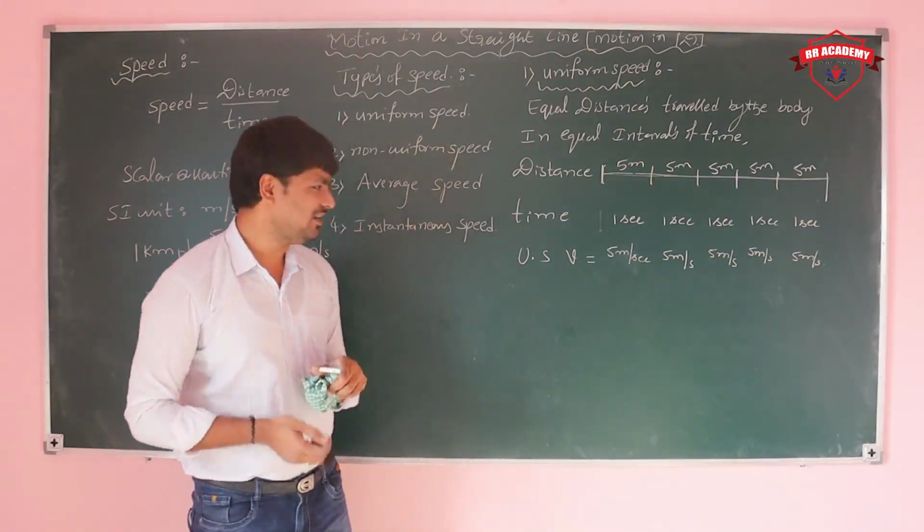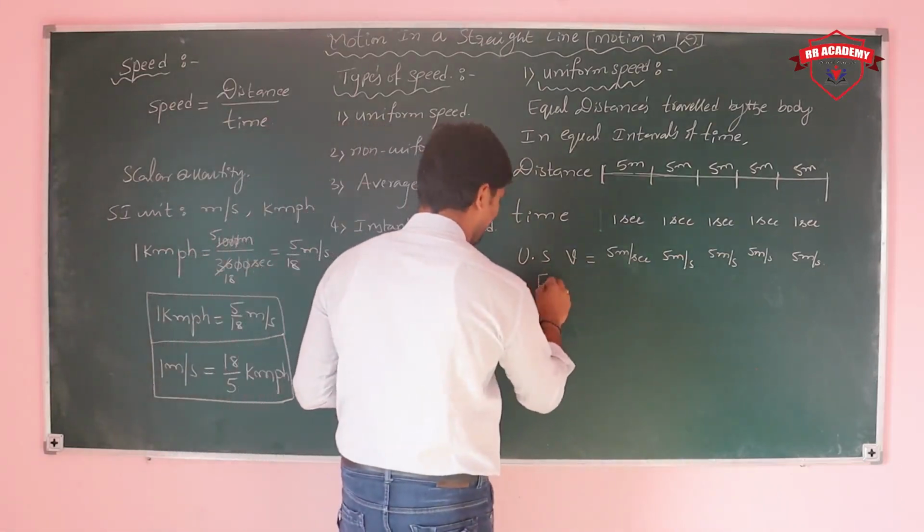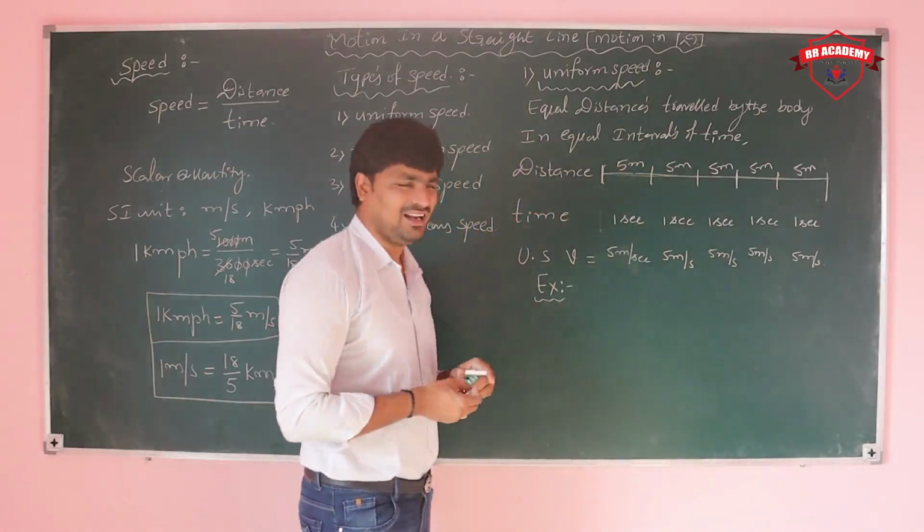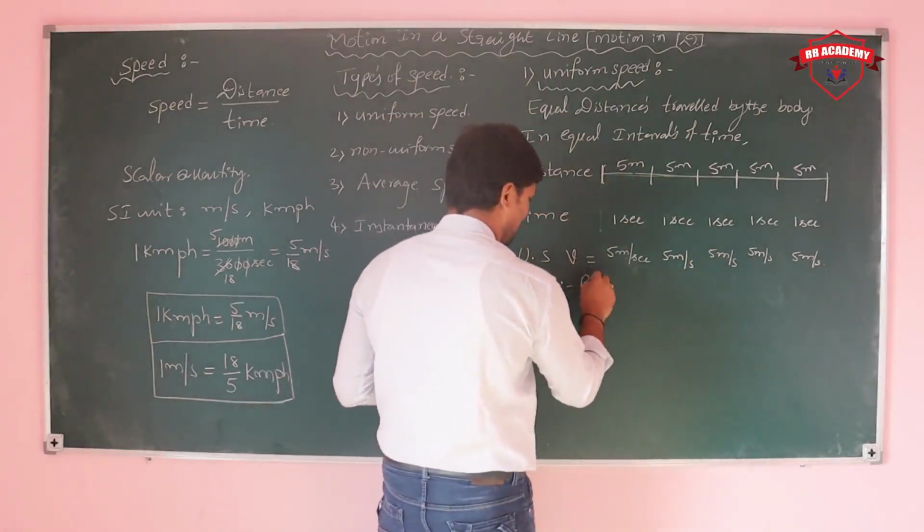Examples of uniform speed: what examples can we give? We can give the rotation of the planets.